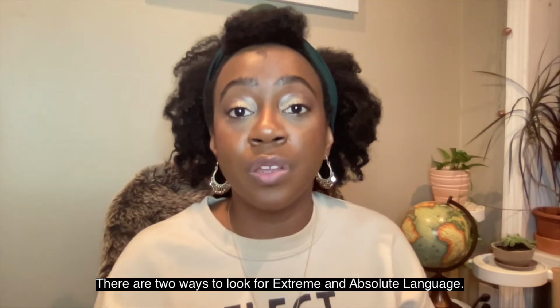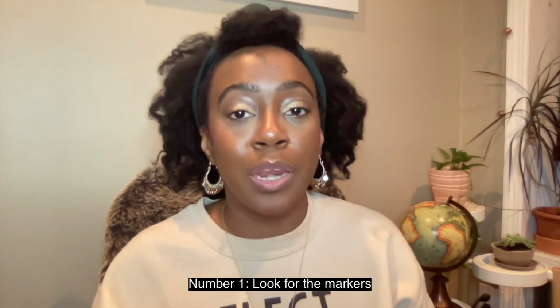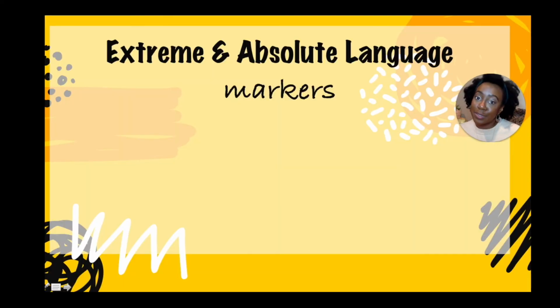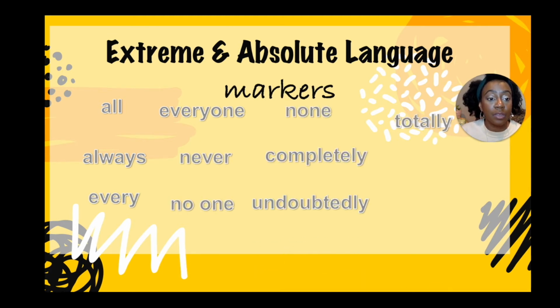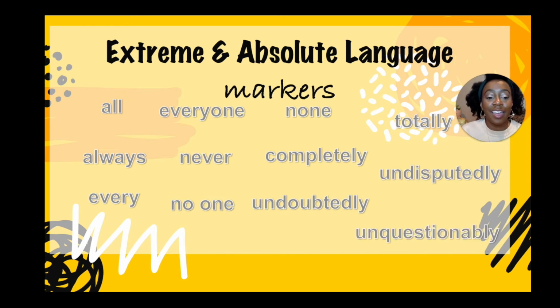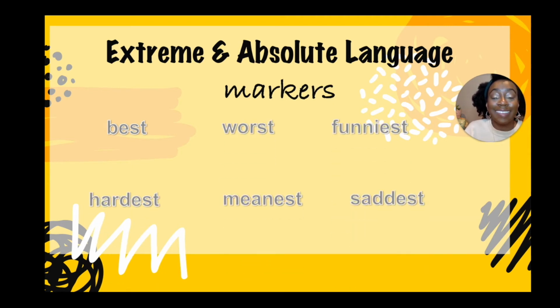There are two ways to look for extreme and absolute language. Number one, look for the markers. Not these markers, these markers. Let's look at some of the markers: all, always, every, everyone, never, no one, none, completely, undoubtedly, totally, indisputably, and unquestionably. Then there are the superlatives: best, worst, funniest, hardest, meanest, and saddest.